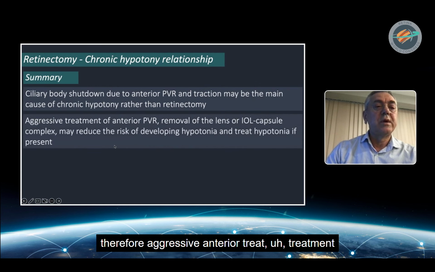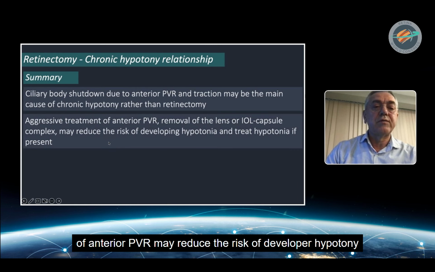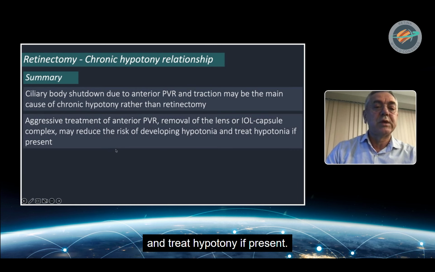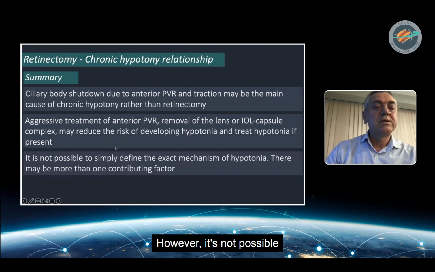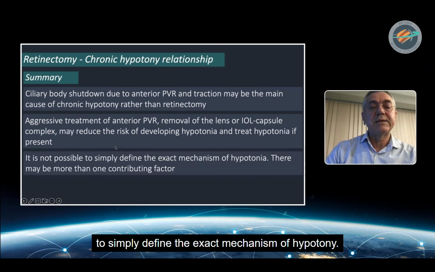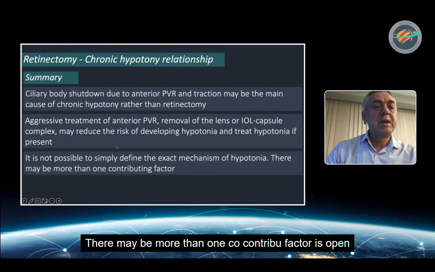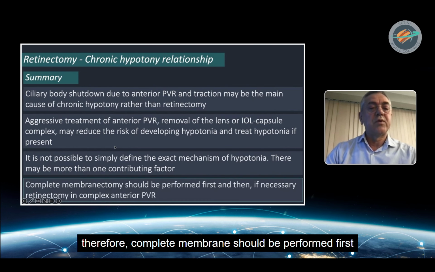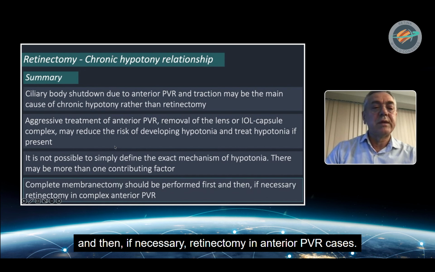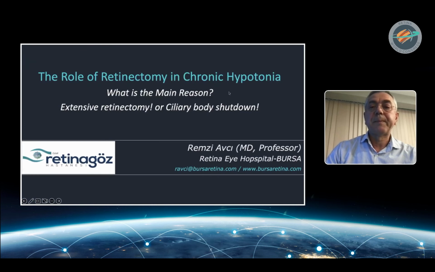However, aggressive anterior treatment of anterior PVR may reduce the risk of developing hypotony and treat hypotony if present. However, it's not possible to simply define the exact mechanism of hypotony. There may be more than one contributing factor. This is open for discussion, and therefore complete membranectomy should be performed first, and then, if necessary, retinectomy in complex anterior PVR cases. Thank you.